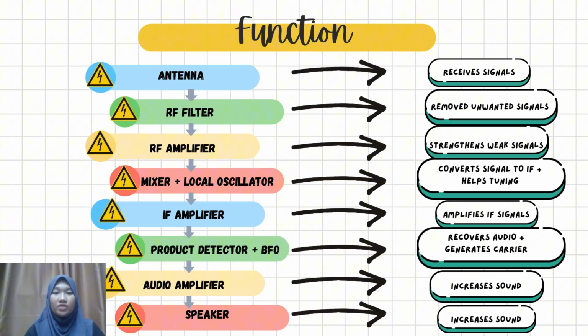Now we go to the function of every compartment. First, the antenna. The function is to receive the signal. Second, the RF filter. The function is to remove unwanted signals. Third is the RF amplifier. The function is to strengthen the signal. And we go to the mixer plus local oscillator. For the mixer, we convert the signal to IF, and the local oscillator helps with tuning.